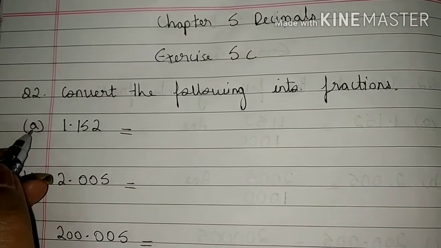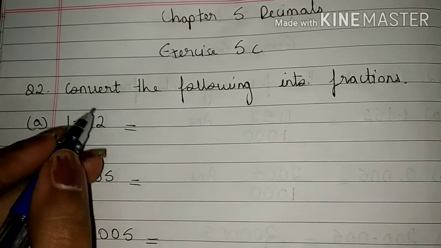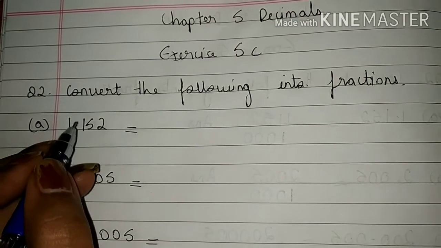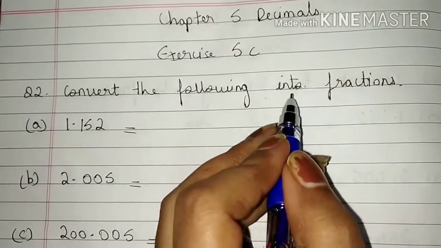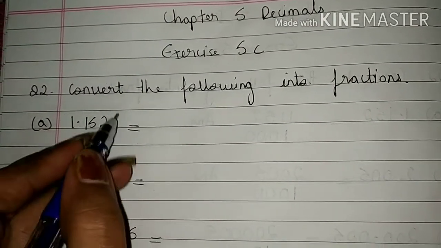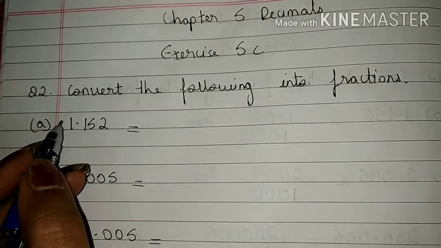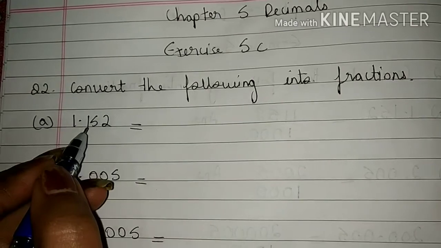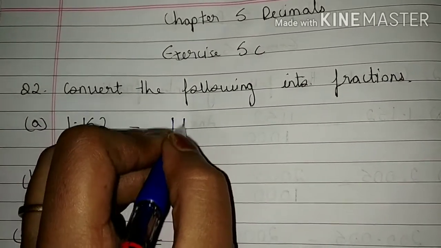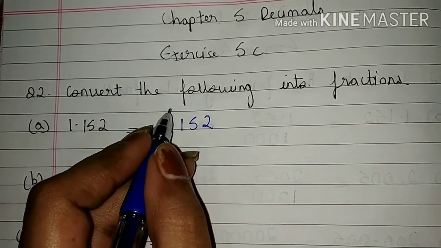Now students, come to A part. Question is 1.152. Students, we will convert 1.152 into fraction. First of all, we will remove the decimal point. After that, we will write the number 1152 as numerator here. Students, you can see here we have removed the decimal point.